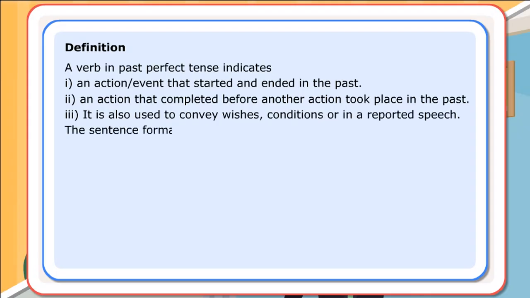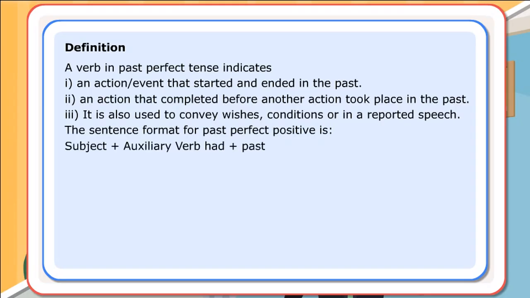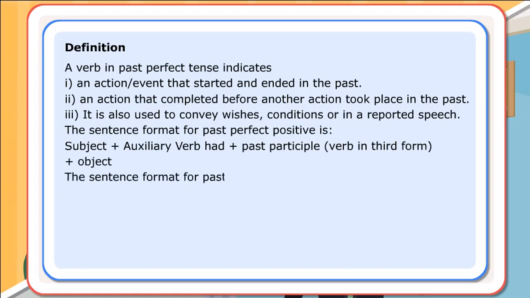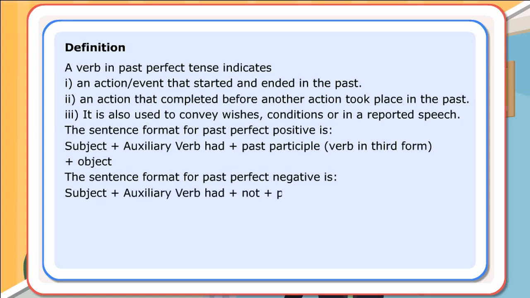The sentence format for past perfect positive is subject plus auxiliary verb had plus past participle verb in third form plus object. The sentence format for past perfect negative is subject plus auxiliary verb had plus not plus past participle verb in third form plus object.